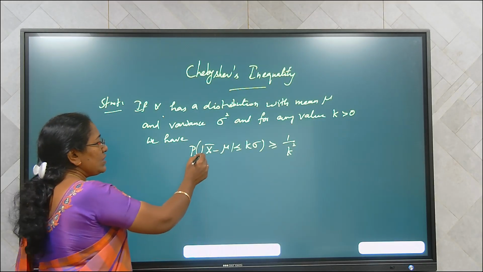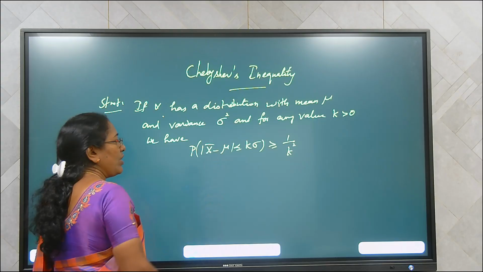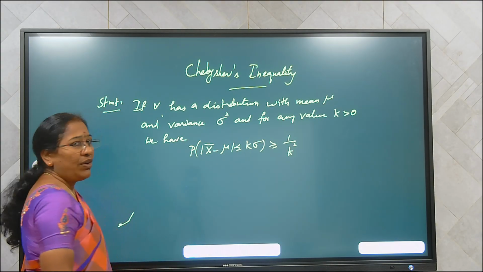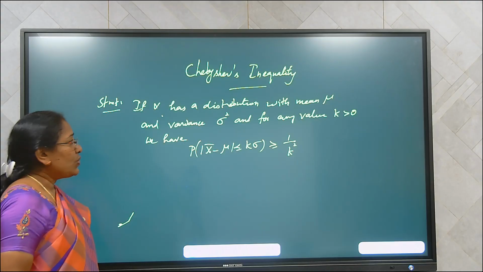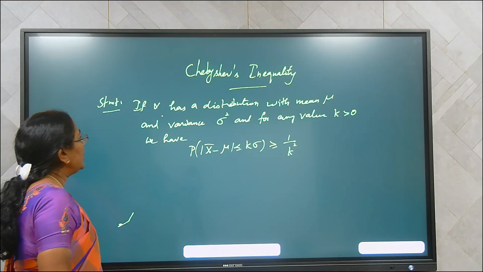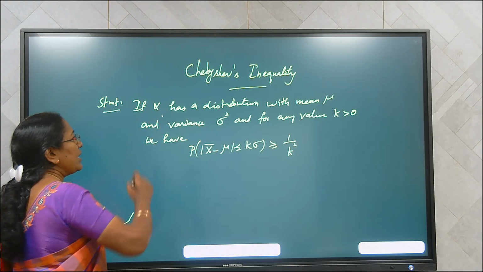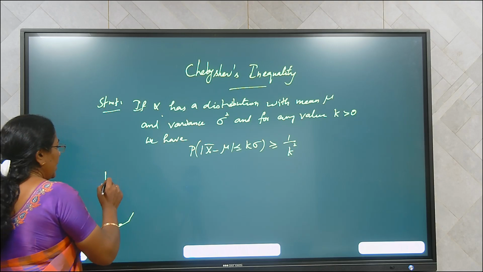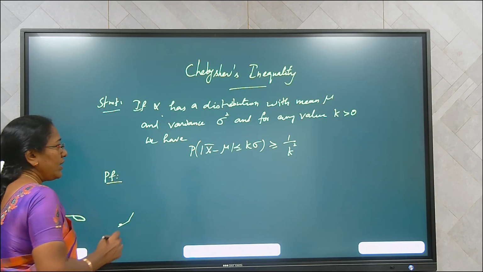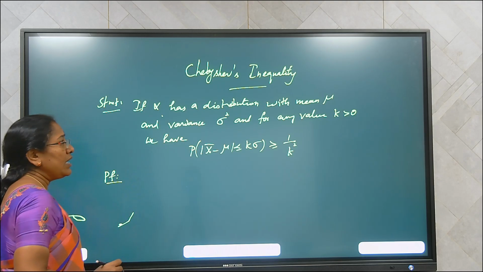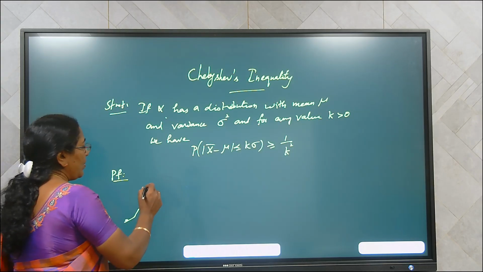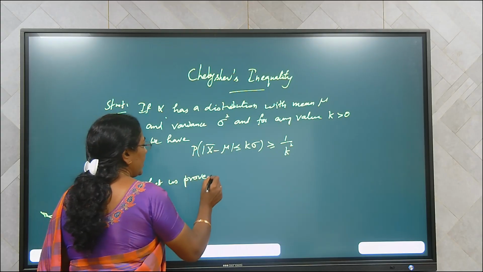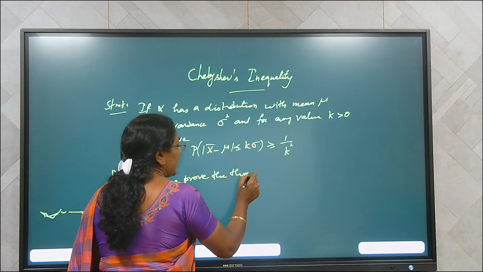It gives the closeness of x bar and mu, how close x bar is to mu. That is the objective of Chebyshev's inequality. Here the distribution of x is not known. We can take any distribution, so that is not at all a problem. Here we consider the proof in the discrete case. So let x be a discrete random variable with PMF f of x, and let us prove the theorem in the discrete case.